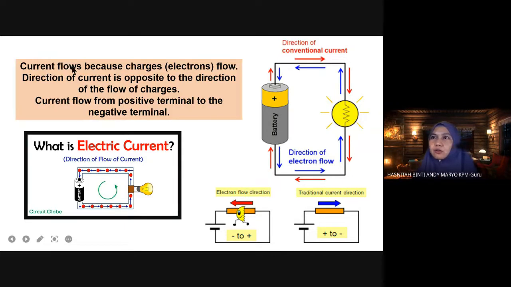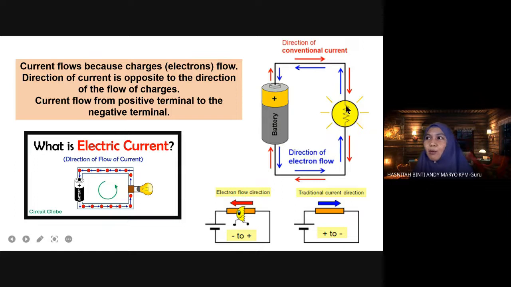Current flows. How does current flow? Current flows because charge flows. So before current flows, charge will flow first. And charge here we specifically refer to electron. For example, you have a battery, a dry cell. How does a battery function? If you connect this battery to a wire and connect it to a bulb, you can see that the bulb will light up.